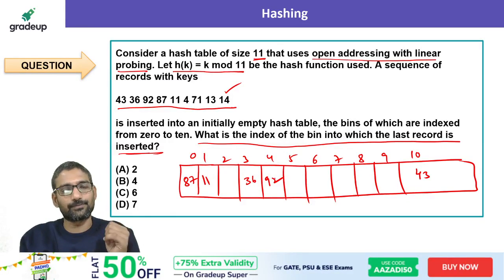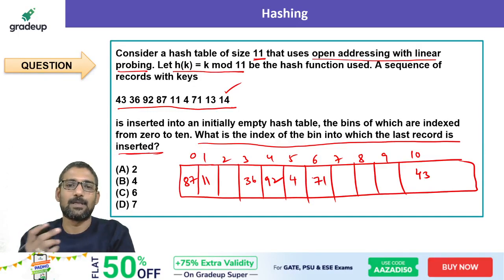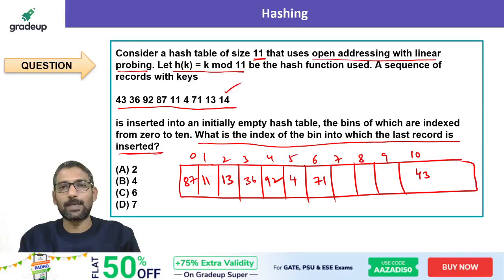4 only, but it is full, so it will be in 5. 71 goes to 5, which is full, so it will come to 6. 13 goes to 2. 14 mod 11 is 3, but 3 is occupied. 4 is full, 5 is full, 6 is full, so 7.